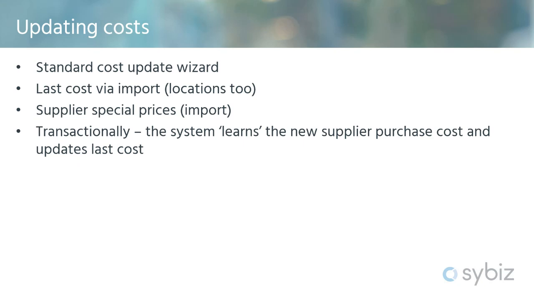And yeah, again, another point just to re-emphasize is costs are updated transactionally. So because the system learns the purchase cost as you transact, that's something to be mindful of. And just to tie that in as well with the example that we saw, even though the system will use the last cost from that supplier, if you do have the supplier prices imported into the system, then it's going to use that as a priority.